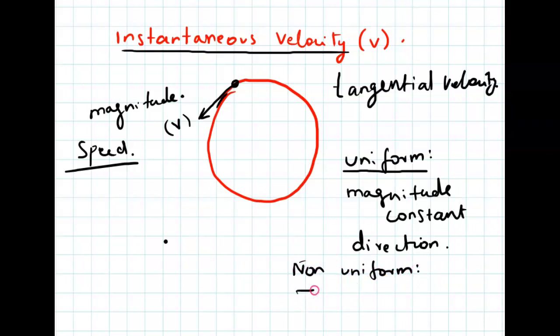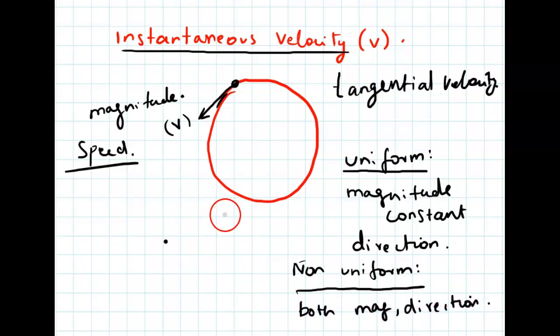For non-uniform motion, both magnitude and direction change continuously. So here is the center, and a line drawn from the center point O to the particle P is known as a radius vector or the position vector, and the tangent drawn along the circumference of the circle is known as the instantaneous velocity or the tangential velocity. It always makes 90 degrees to the position vector or the radius vector. It is always 90 degrees.